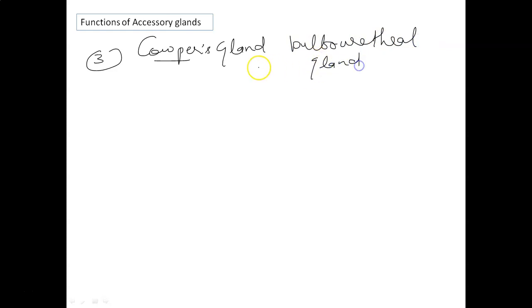Of course, present in pair. See, the largest gland, which is the prostate gland, is one in number, but the Cowper's gland and seminal vesicle are present in pairs.